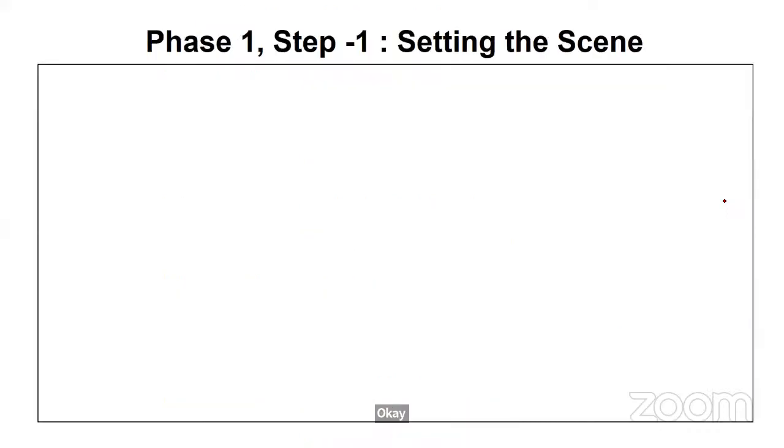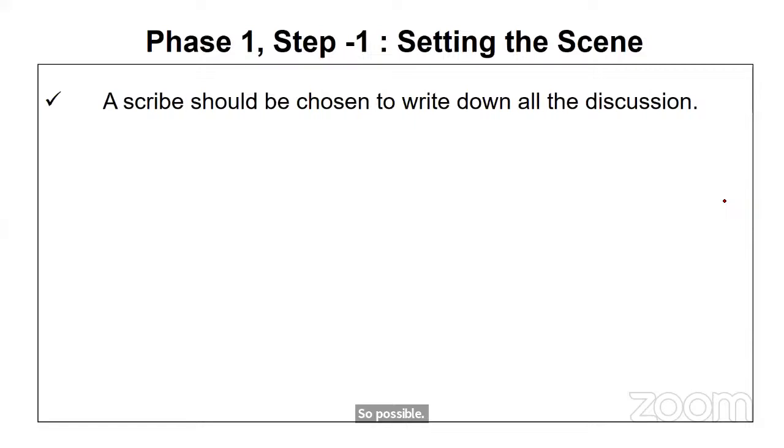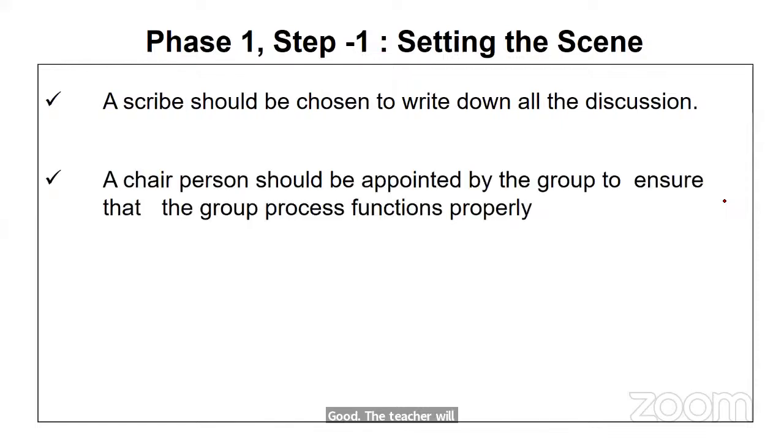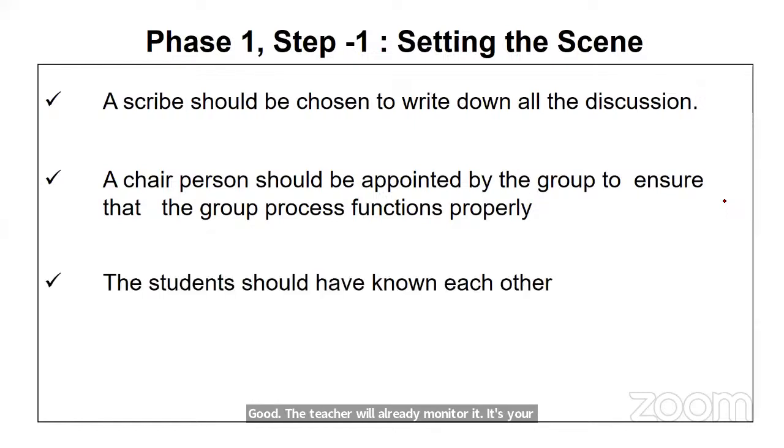So the first step is called setting the scene. A scribe should be chosen to write down all the discussions. The scribe may be from the students, and that is part of the students' role. The teacher will only monitor it. A chairperson should be appointed by the group to ensure this. I already mentioned these things. The students should know each other within the group.